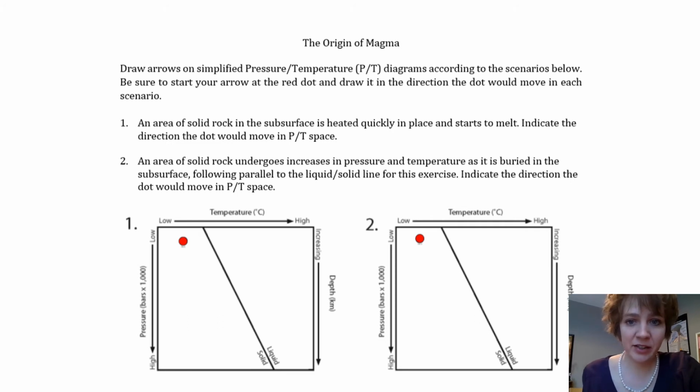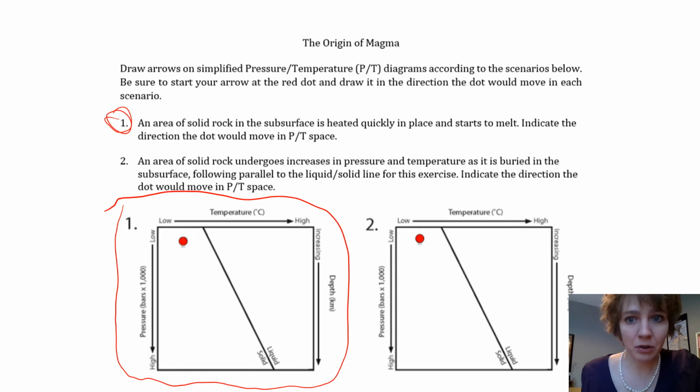The directions ask us to draw arrows on simplified pressure temperature diagrams according to the scenarios below. We are also told to be sure to start your arrow at the red dot and draw it in the direction the dot would move in each scenario. Scenario 1 here refers to diagram 1, this diagram here, and states that an area of solid rock in the subsurface is heated quickly in place and starts to melt. Indicate the direction the dot would move in pressure temperature space.